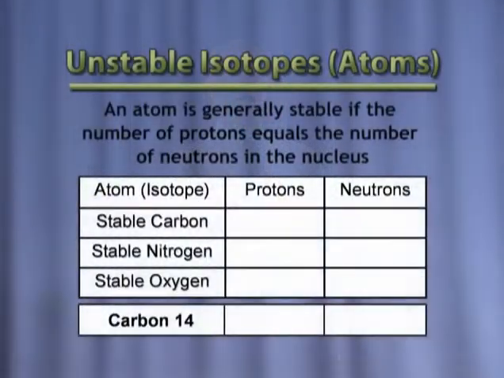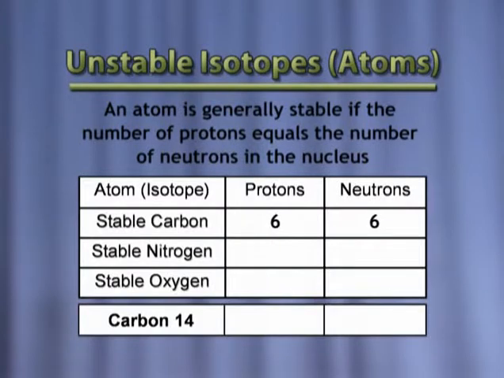So for example, carbon-14 would have 6 protons and 8 neutrons. Something like carbon-12 would have 6 protons and 6 neutrons. And carbon-13 would have 6 protons and 7 neutrons. So all types of carbon have 6 protons. Now we also have something called unstable isotopes or unstable atoms. An atom is generally considered stable if the number of protons equals the number of neutrons in the nucleus. For example, we have stable carbon, which is 6 protons and 6 neutrons.